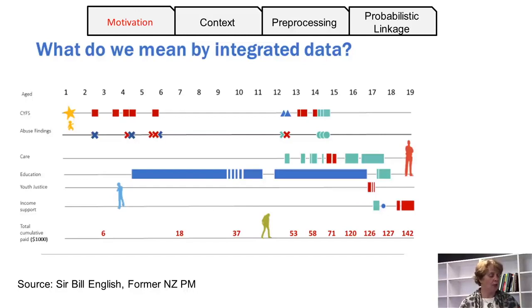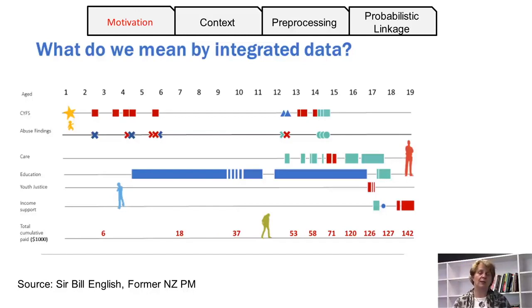And then you start seeing them showing up in children and youth family services and abuse findings, goes into foster care, goes into care over and over and over again. And then you can see by the time they hit 14, their education has dropped off, they're starting to show up with youth justice, and then by the time they're hitting about 15, 17, they are showing up as on income support.